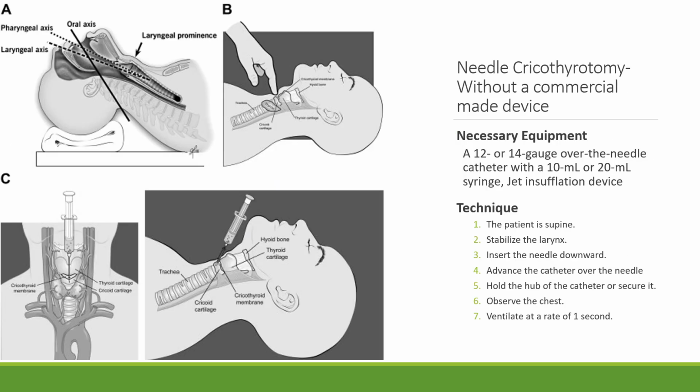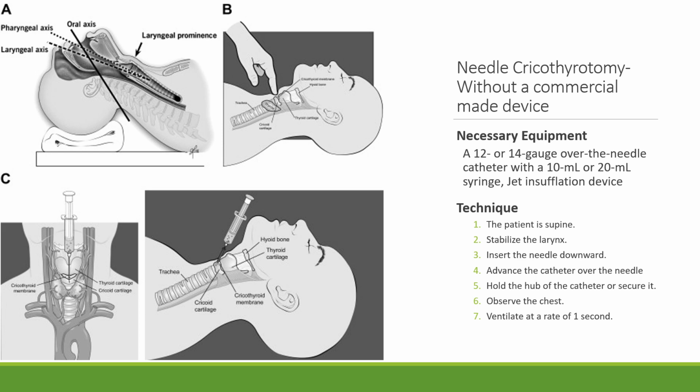So we go ahead and line up everything as best we can. This is with a 12 or 14 gauge over-the-needle catheter with a 10 to 20 milliliter syringe and a jet insufflation device. We'll show you on this. You guys still might have some of them on your ambulances. The jet insufflation device, all it does is push oxygen in under high pressure.